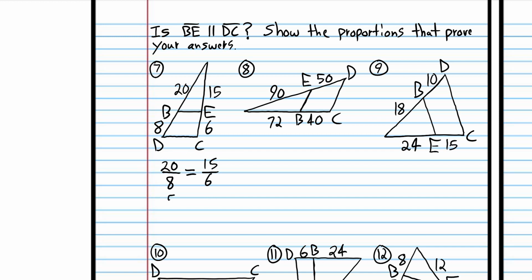Looks like that reduces to 5 over 2. If we divide both sides by 4, and divide both sides by 3 over here, we get 5 over 2. So it looks like that proportion is true. So yes, the answer is yes, they are parallel.